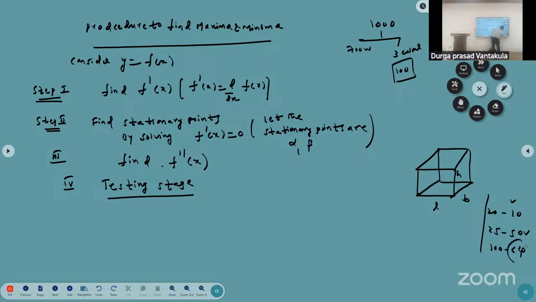Yes. They have to design a box with how much cubic feet? 64 cubic feet. The volume of the box is 64. What does volume mean? What is the volume of the box? Length into breadth into height, which is 64.